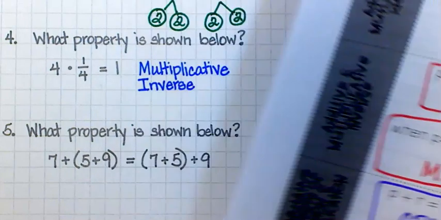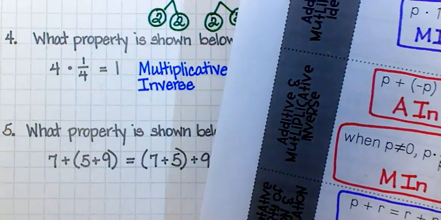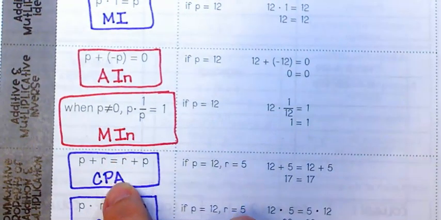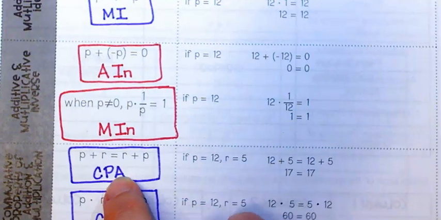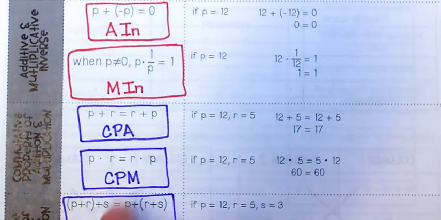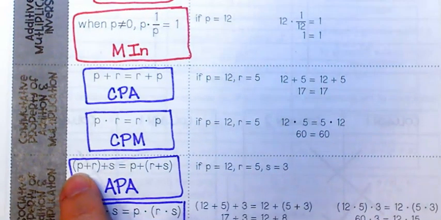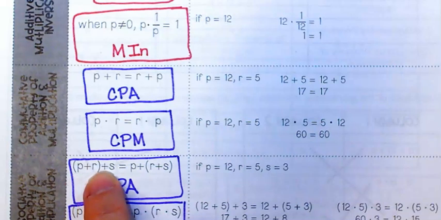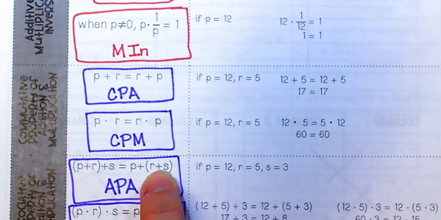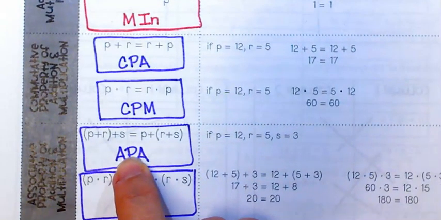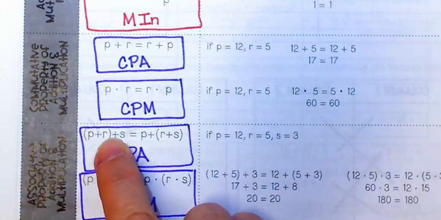Okay, and now I'm going to look down my list some more and try to figure out what this 7 plus (5 and 9) equals 7 plus... Okay, so we left off right here. Here it says P plus R is the same as R plus P. That might be it. P times R equals R times P. Oh, hey, here's one that fits even better. These two guys in parentheses added together, and then this guy added, is the same as this guy added to these two guys that were in parentheses. And that is the associative property of addition, okay, because it's all addition.